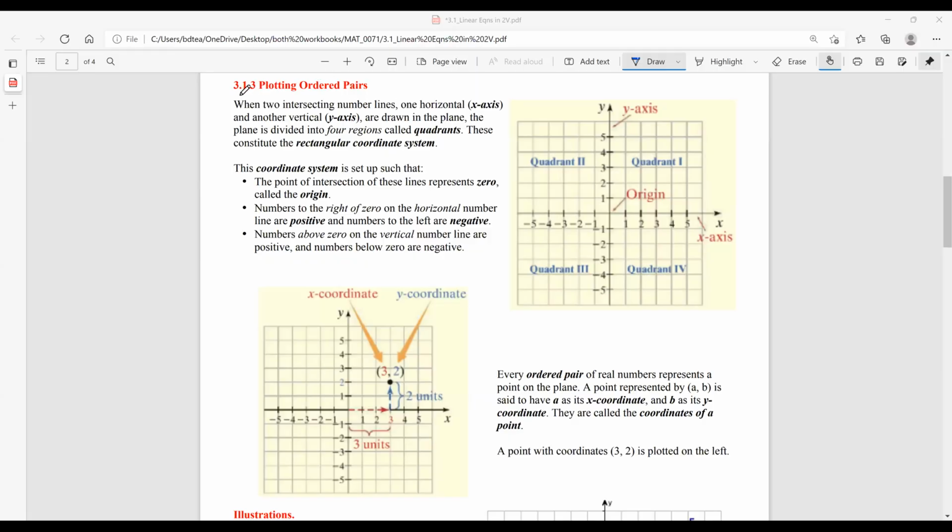Section 3.1.3 is plotting ordered pairs. Before we get started plotting ordered pairs, let's look at a framework here.